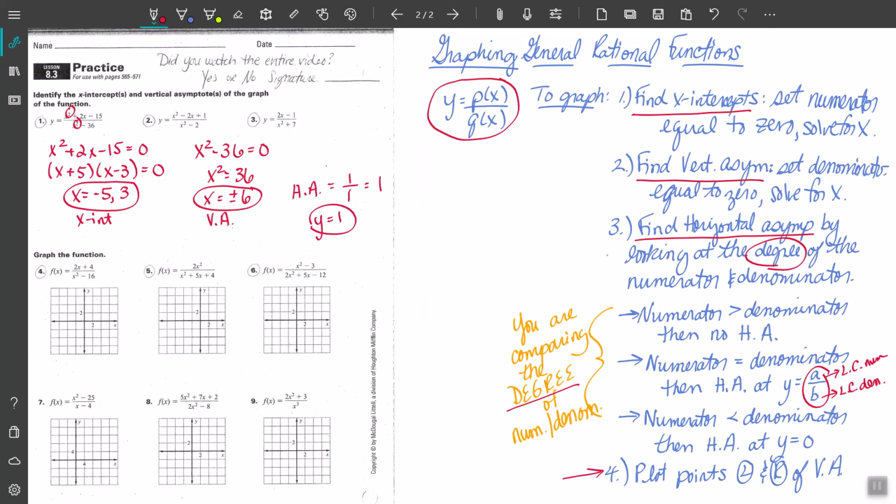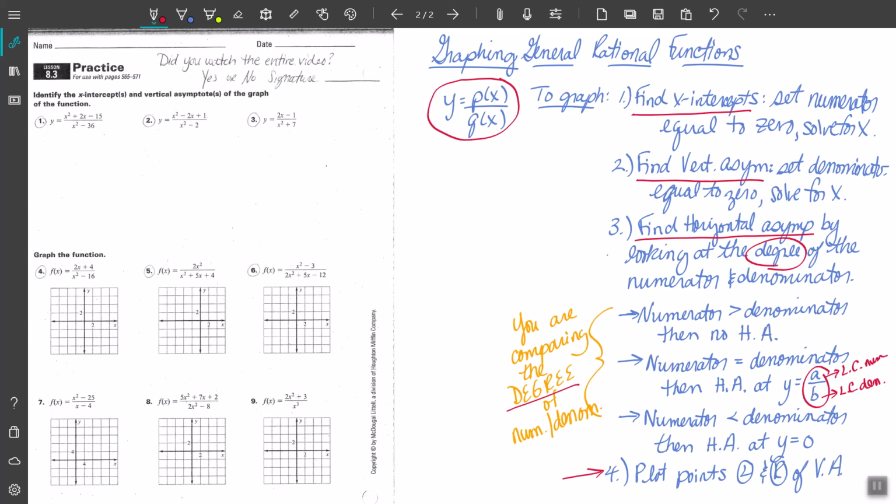Like I said, there's not much algebra to do to find the horizontal asymptote, but you've got to be able to keep those scenarios straight. All right, so number 2, we'll find our x-intercepts by setting the numerator equal to 0 and factoring.